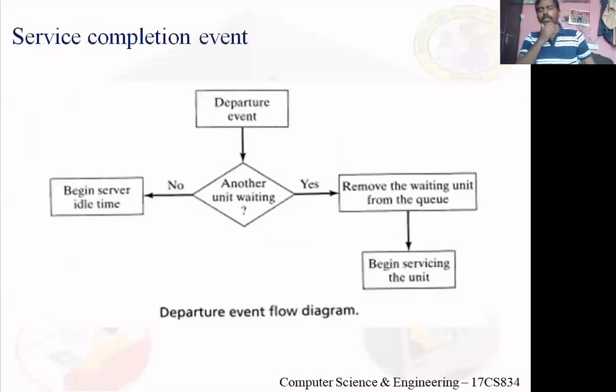Now there's one more event, the departure event. Now the customer will depart from the bank, from the server. So what should I look at now? When a customer departs, we need to look at the status of the queue. When a customer departs from the server, look at the status of the queue.